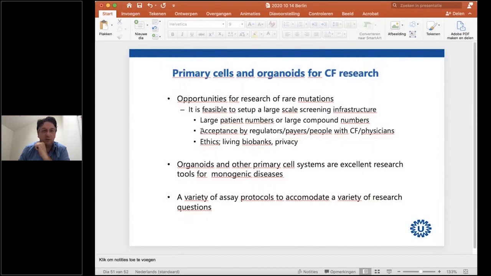There's still some work to be done to get these types of models accepted by regulators and payers. And obviously there are also ethics involved if you start to use these types of models from individuals. I think especially for monogenic diseases, these types of cell systems are really relevant. And using a variety of assay protocols, you can really accommodate a variety of research questions.